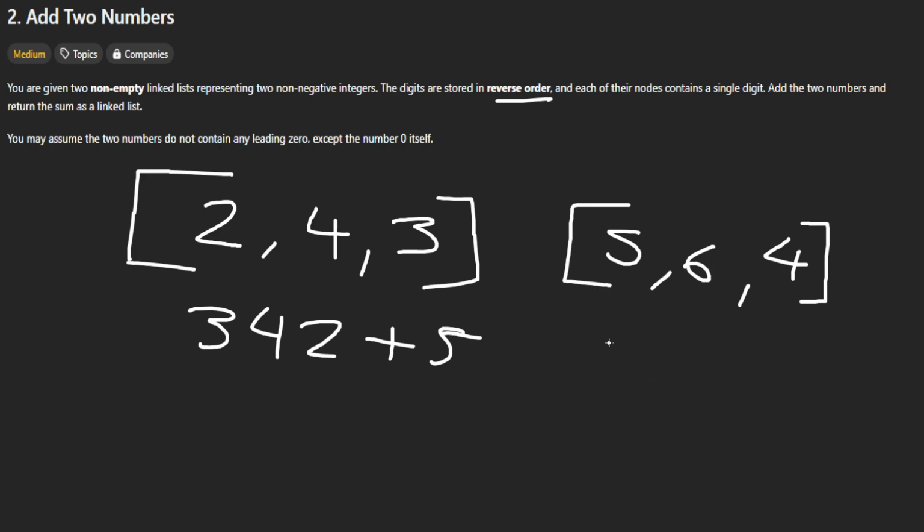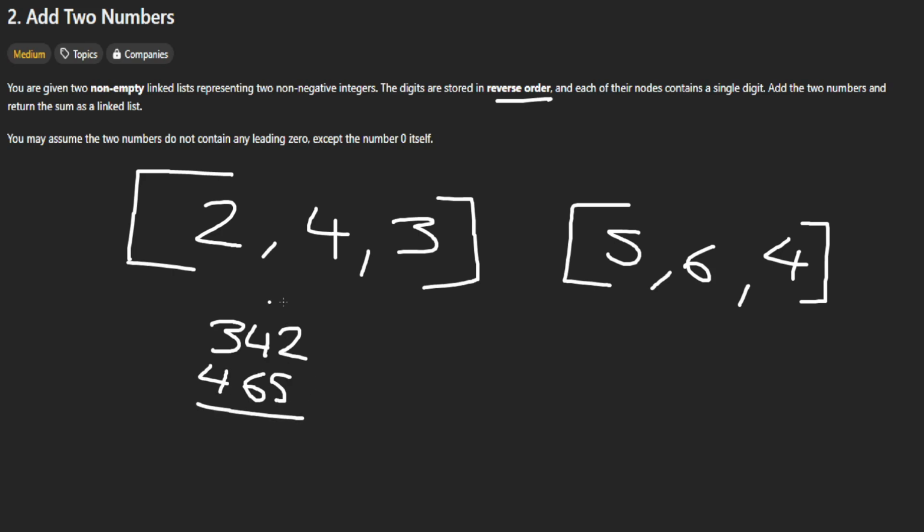However, in terms of the way this is coded, we'll be doing the summation in this method instead, which is 342 with 4, 6, and 5. As you may have done in school, you go from smallest to largest. So in this case, this will be 7. This will be 0, but we carry the 1. This is 7, and because we've carried the 1, we make it 8, and this would be our result.